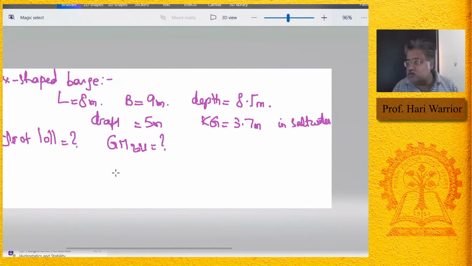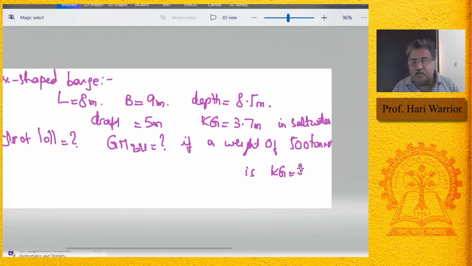So what is this also? If a weight of 500 tons is loaded at KG equals 8 meter. So the problem is this: there is a box-shaped barge which has a length of 8 meters, breadth of 9 meters, depth and a draft of 5 meters. It has a KG of 3.7 meter in salt water. Now a weight is being added to it at a KG of 8 meter. When that happens, you're asked what is the angle of loll and what will be the GM at the angle of loll.